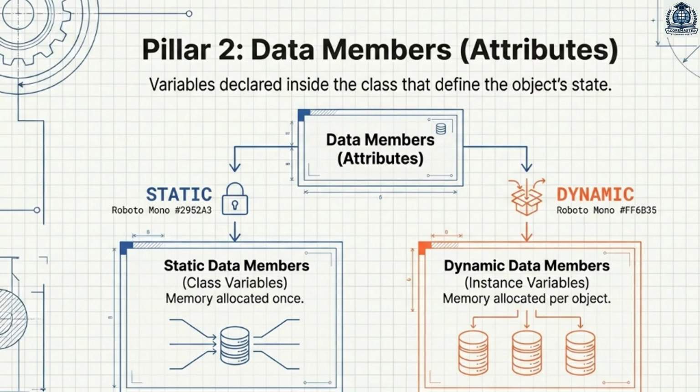Dynamic data members, instance variables, are created separately for every object. Each object carries its own copy. Example mindset. Student name, marks, age, obviously unique. Reality check. If everything is dynamic, memory usage climbs fast. The rule smart developers follow: shared truth to static, personal state to dynamic. Don't guess here. Choosing the wrong type leads to memory waste, data corruption, or bizarre bugs that are painful to trace.